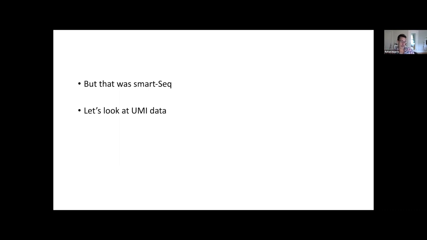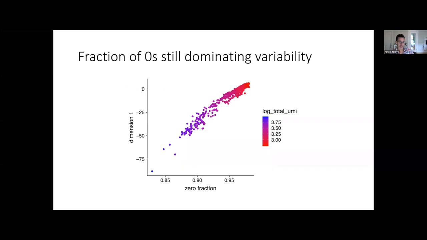So now we're looking at what's called UMI data. UMI stands for unique molecular identifier. So we thought maybe this will solve the problem, but the relationship here is stronger. This is the same plot now with the UMI data. Here's the PCA, this first dimension, and then the proportion of zeros. And you can see 95% zeros is typical. And then the colors are the total number of UMI, and that must be a log transformation or something. I forgot how we made that plot. But it's not surprising that the percent of zeros is strongly correlated to how many total different things you have.